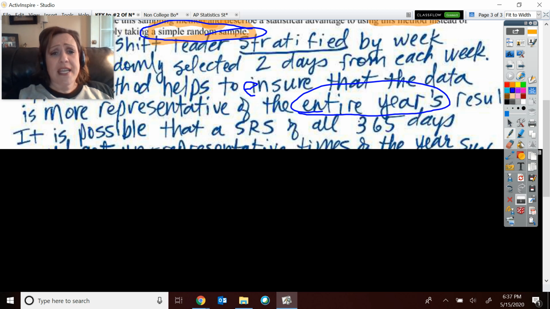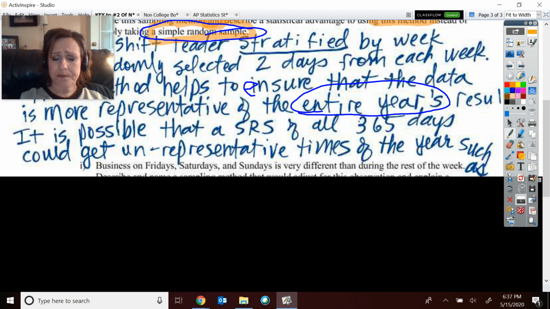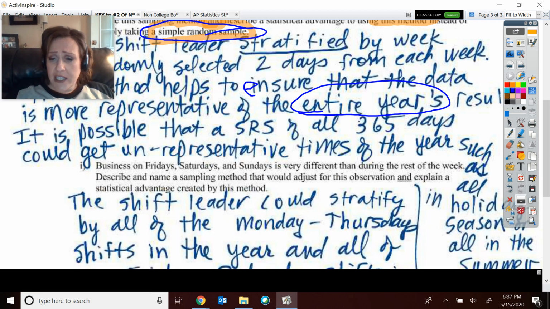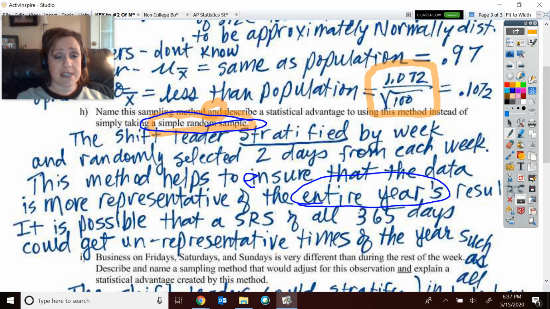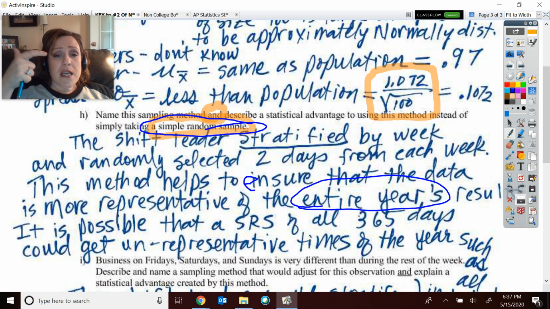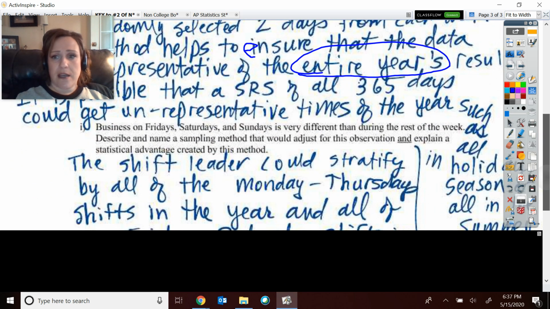It is possible that a SRS, a simple random sample of all 365 days, you put in a bag and you pull it out, can get unrepresentative times of the year, such as all in the holiday season or all in the summer. Okay, that's the reason. So you needed all of those specifics. Correct name, and that connects the statistical advantage of it being more representative of the entire year, and why simple random sample is not representative of the entire year. Okay? All right, now here we go.